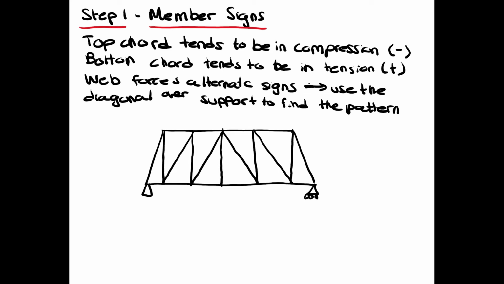Okay, so we said that the top chords tend to be in compression. So we would denote these top chords with a negative sign. Gonna put that all in blue. And then our pattern for our diagonals, I'm gonna put that all in red. All the compression is gonna be in red, sorry, and then our tension will be in blue. So compression is red.